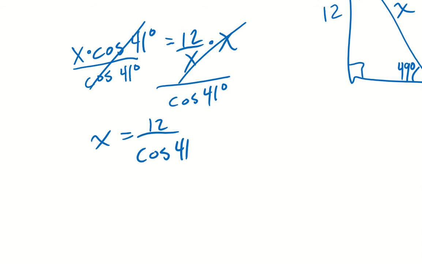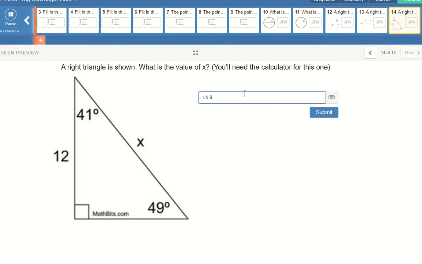So then this is something you're going to have to plug into a calculator because nobody knows the cosine of 41 off the top of their head. But when you plug it in, make sure you're in the degree mode, or you will get this wrong like I did the first time I did this. And then you'll get like 15.9. You'll get it the same if you do sine of 49 or cosine 41. So we've got 15.9 right here. Submit, and we're done.